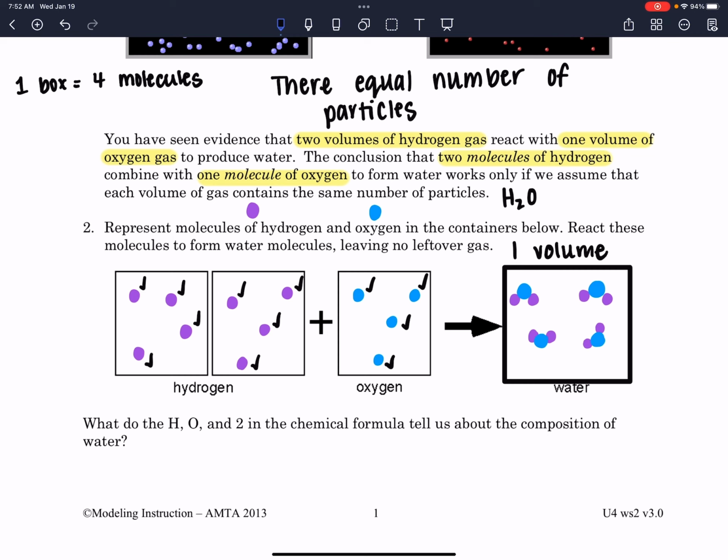Okay, perfect. So how do the H, O, and 2 in the formula tell us about the composition of water? We've kind of discussed this already. The H means we've got hydrogen particles. The O means we've got oxygen particles. And the 2 just means that there are 2 hydrogens, whereas there's only 1 oxygen. And that's where we get our H2O from.